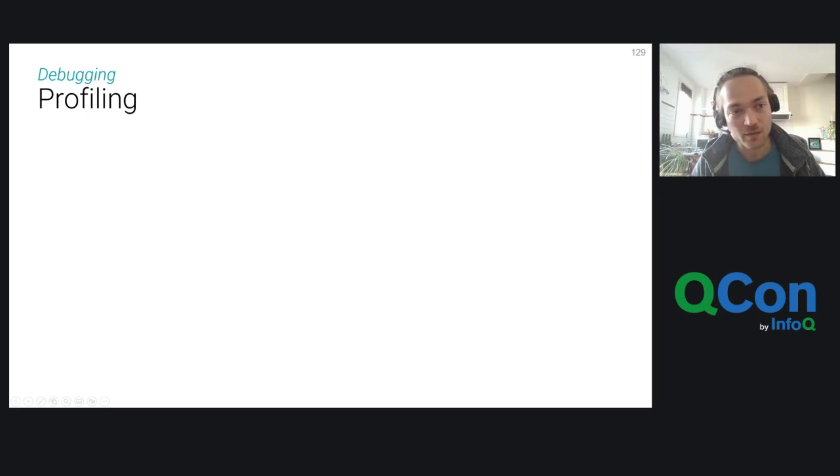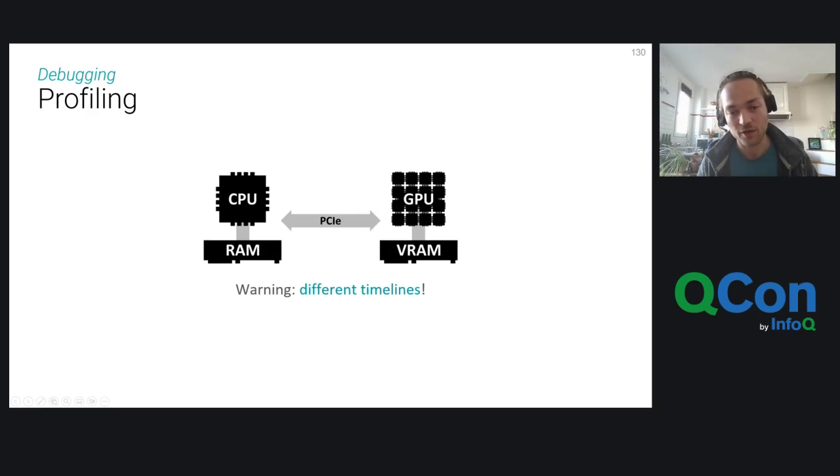Now, my last thing for debugging is profiling, and this is something that is not obvious because, when you're doing GPU programming, you have different timelines. The CPU is living on one side, the GPU on the other side, and when the CPU issues a command for the GPU, it doesn't really know when it starts, when it stops. So you cannot use CPU-side things to measure performance for the GPU.